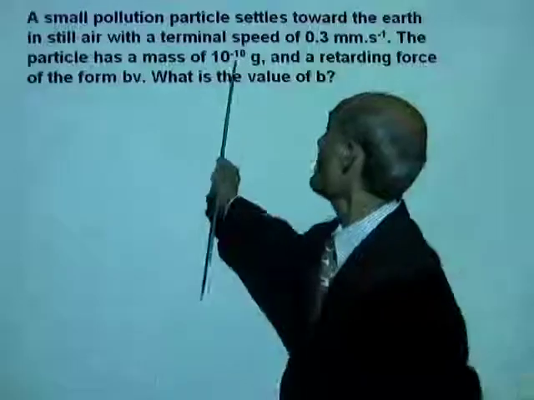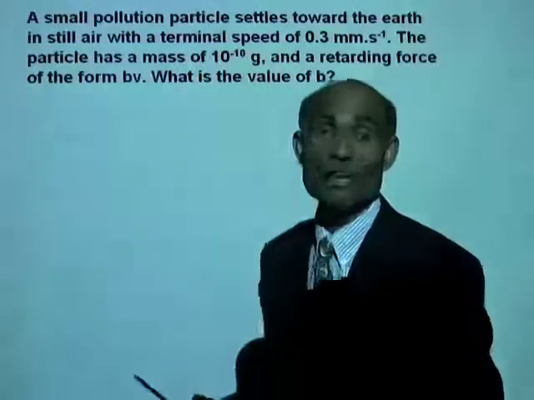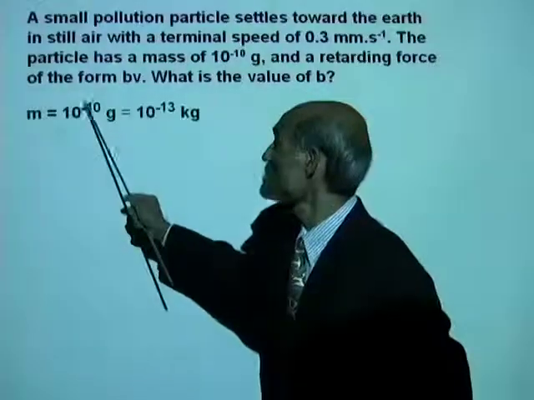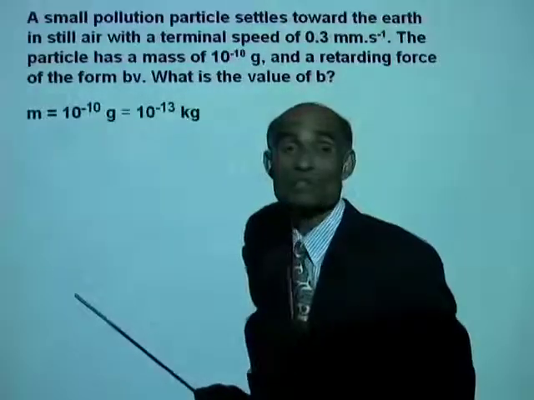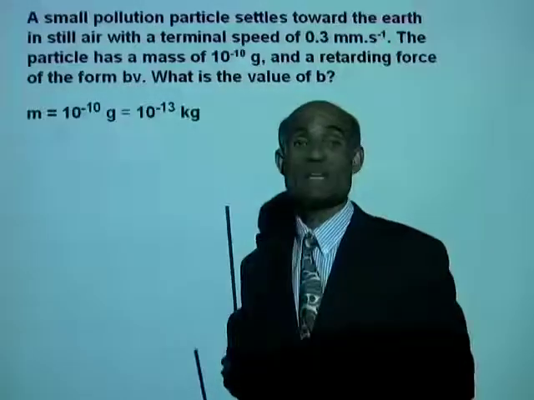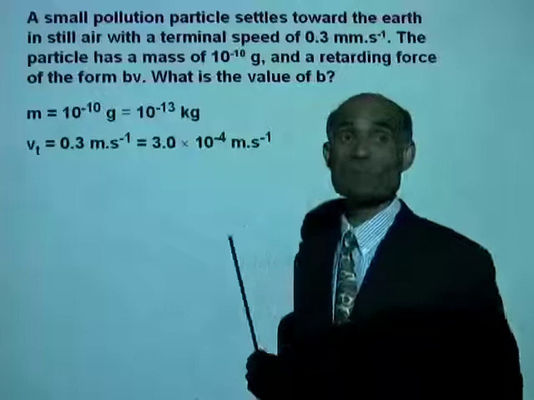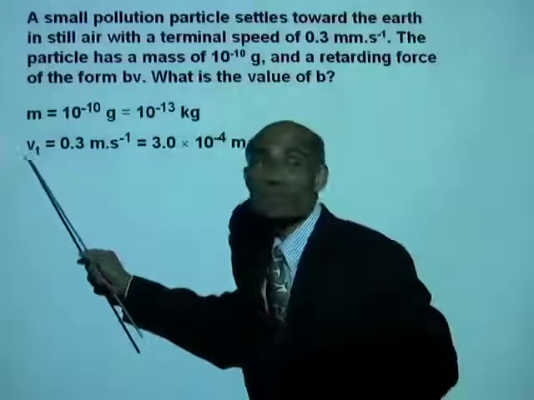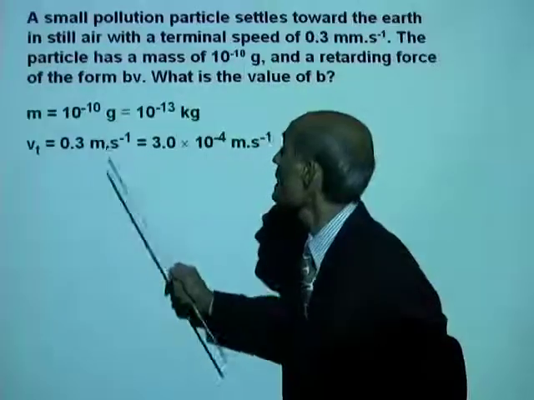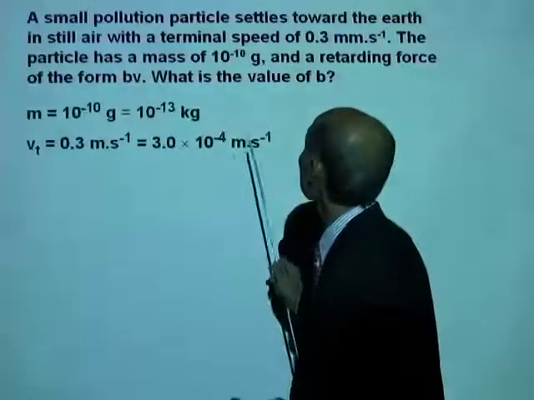Well, we know the mass of the particle, therefore we can find its weight. Mass is 10 to the power of -10 gram. You need to convert that to kilogram: 10 to the power of -13 kilogram. The terminal velocity V sub t is 0.3 meter per second.